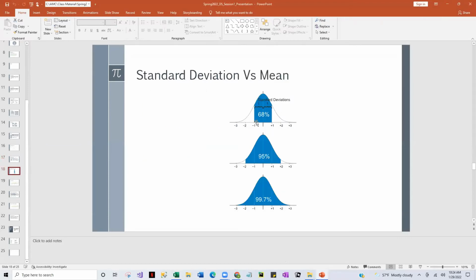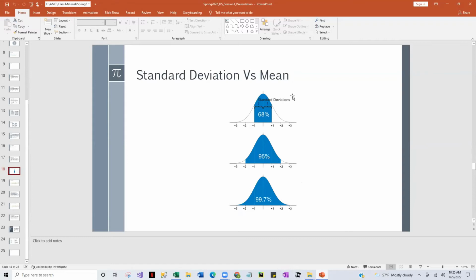Once you know the standard deviation, you can know the spread of the data. Let's say if I add the mean and one standard deviation, I'm going to get 68% of the data. If I add the mean and two standard deviations, I'm going to get 95% of my data. And if I add the mean and three standard deviations, I'm going to get 99% of my data. Let's do this here.